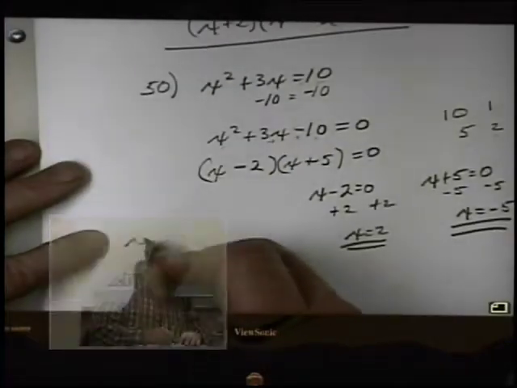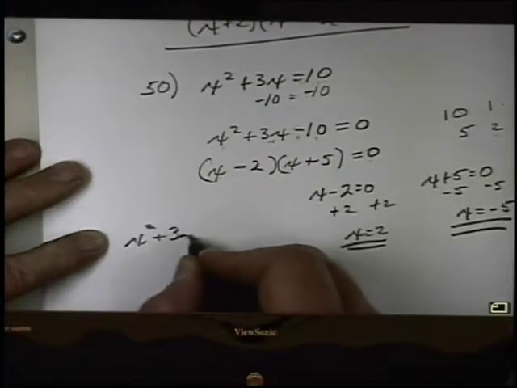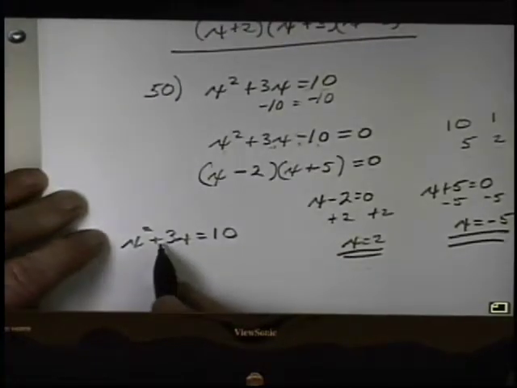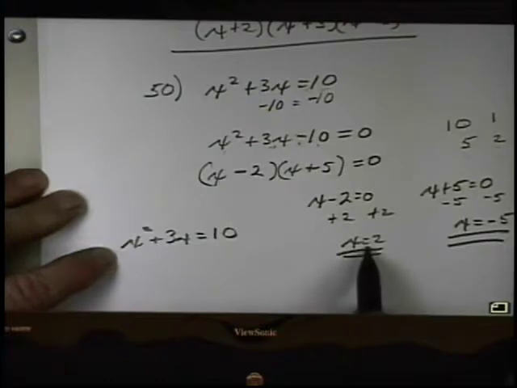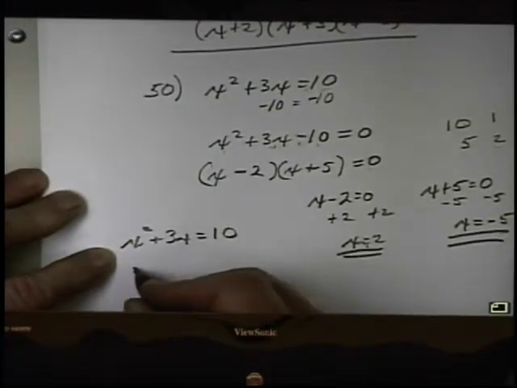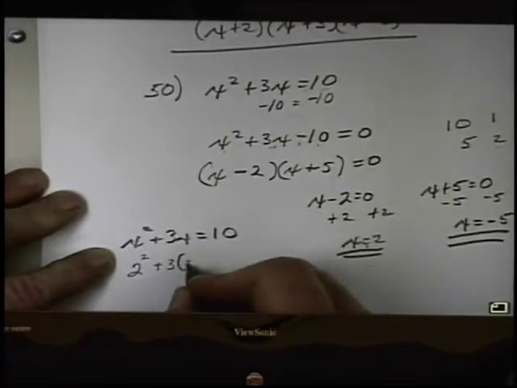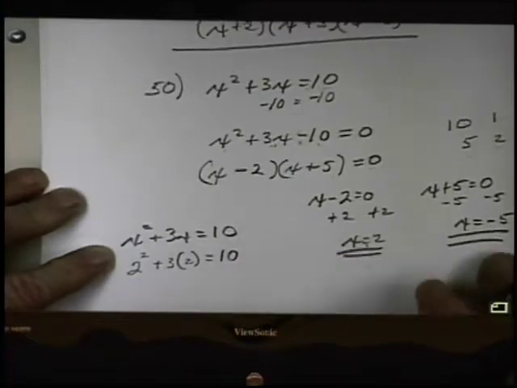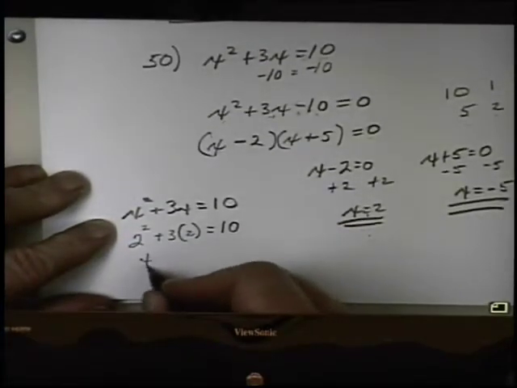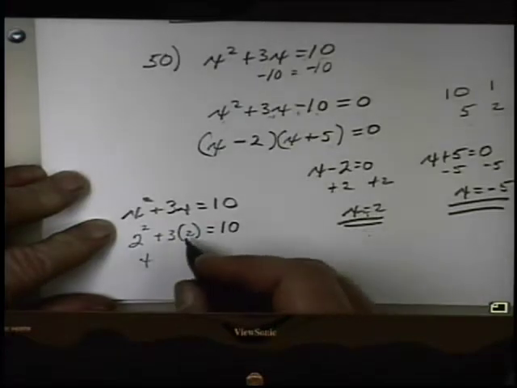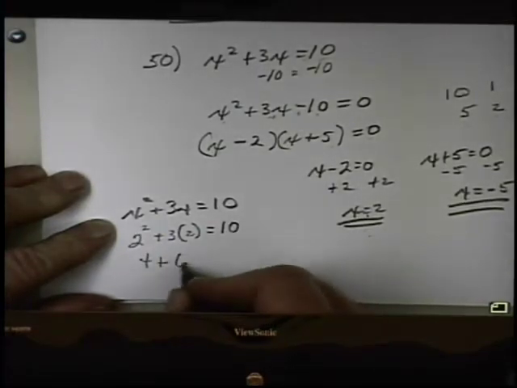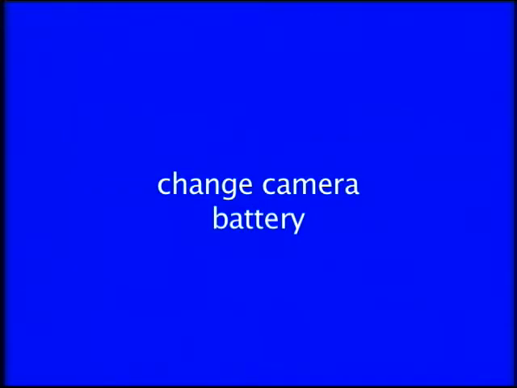I'll just check it so you remember this. We started out with x squared plus 3x equals 10. We said x equals 2 is one answer. So if we say x equals 2, we would have 2 squared plus 3 times 2 equals 10. 2 squared is 4. 2 times 2 is 4. 3 times 2 is 6. Does 4 plus 6 equal 10? Yes. So this is an answer we know. We've already proved that.